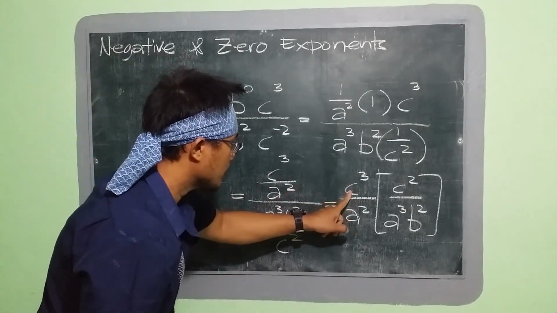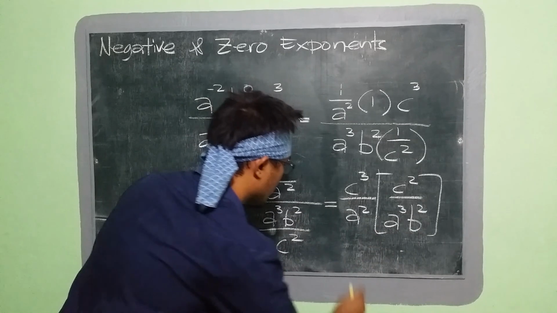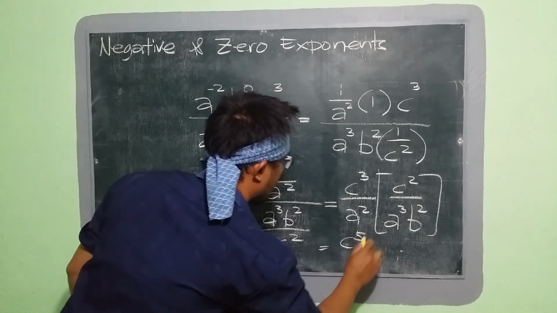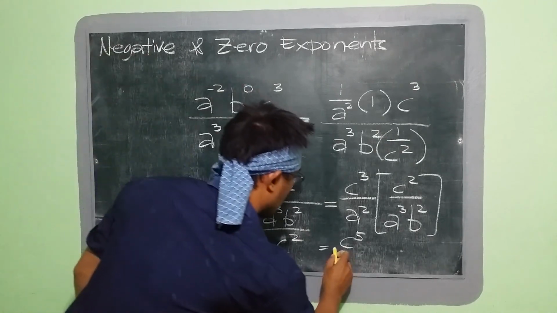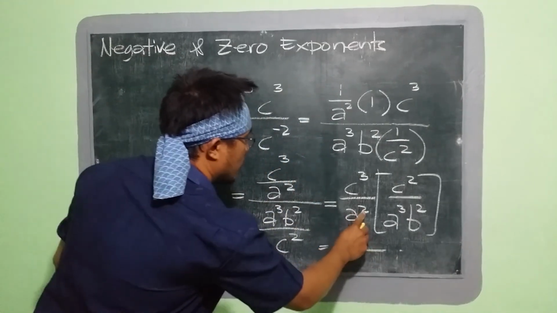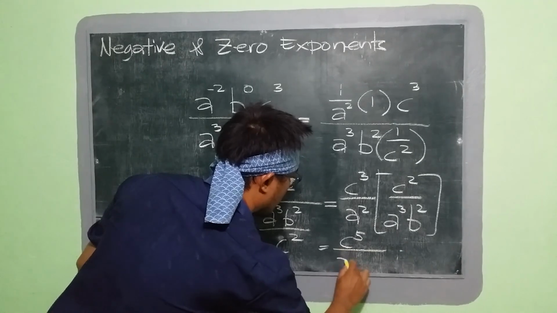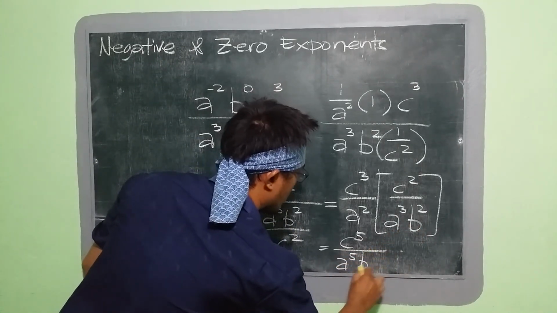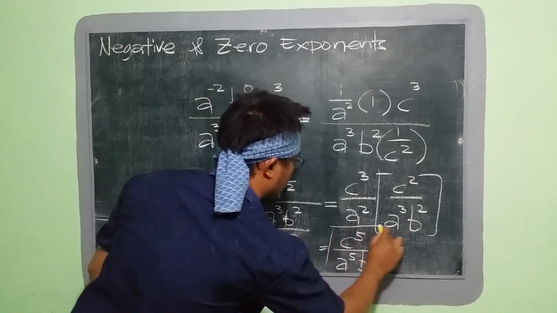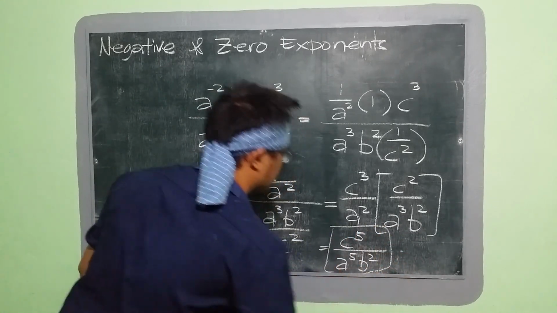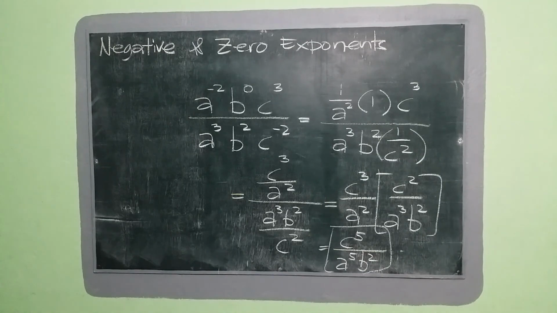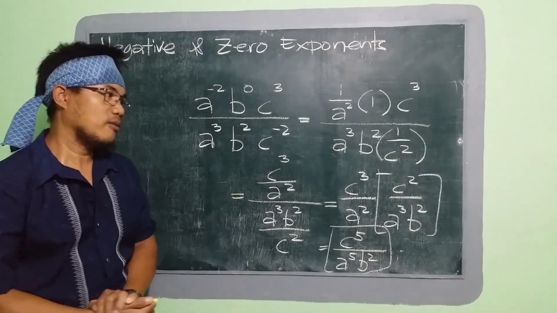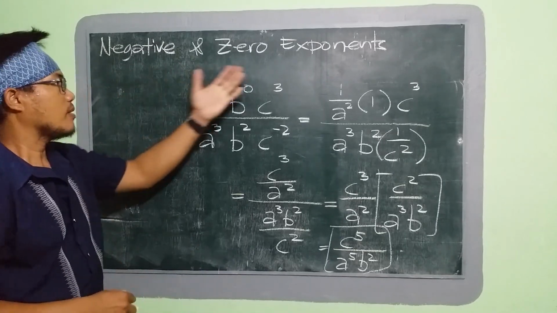Now, c cubed times c squared, we simply add the exponents. So we have c to the power of 5, over a squared times a cubed, that is a to the power of 5, and we copy b squared. So that is our final answer. Okay, so I hope that you learned something about negative and zero exponents.